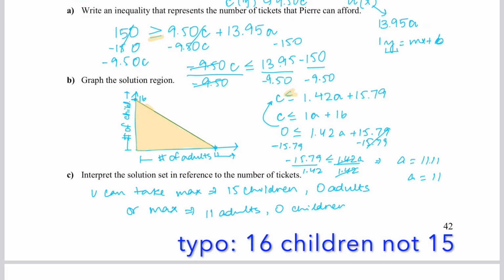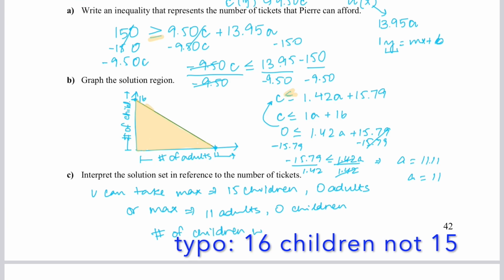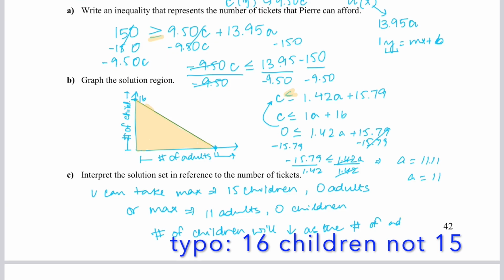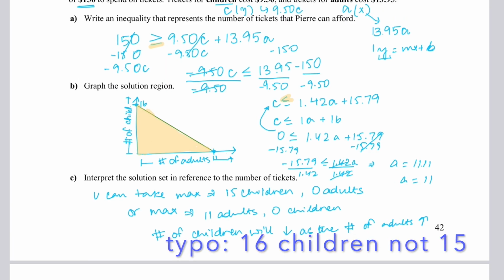And the number of children will decrease as the number of adults increases. But you can take up to 11 adults without children, okay?